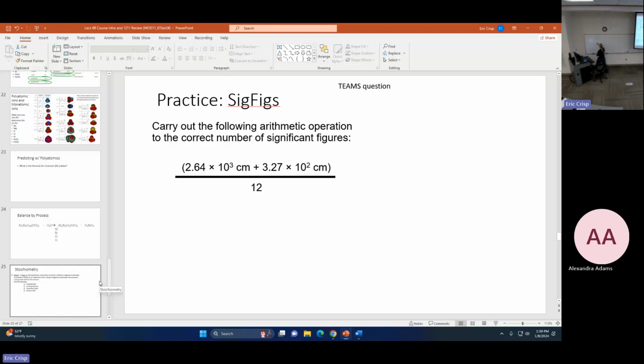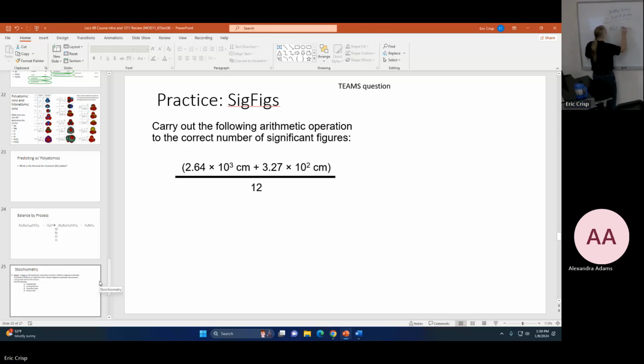All right then. So if I say times 10 to the second, right, then this is what? 26.4 E2 centimeters plus 3.27 E2 centimeters. 26.4 what?